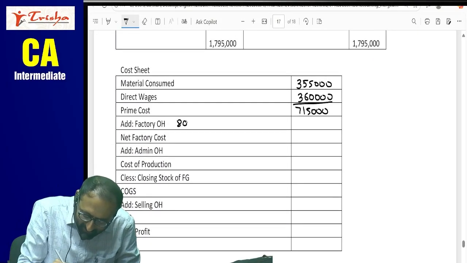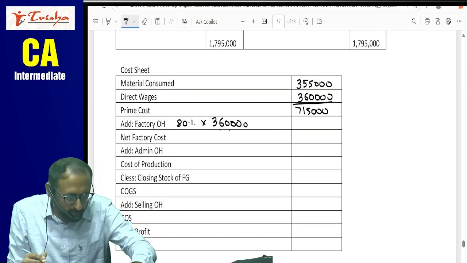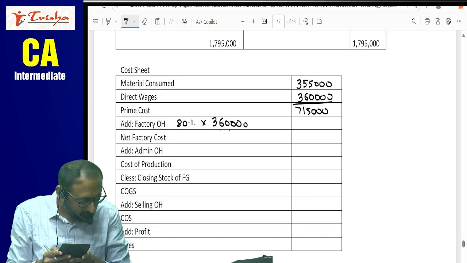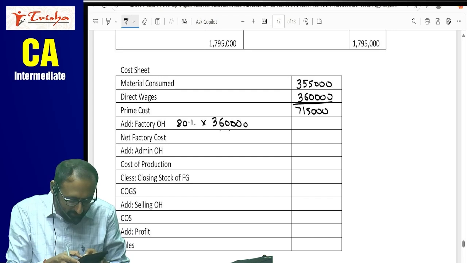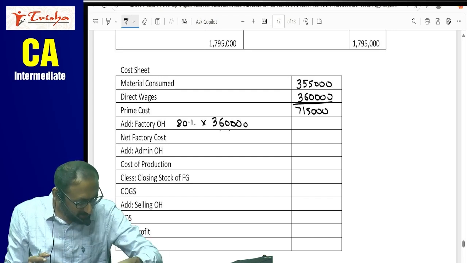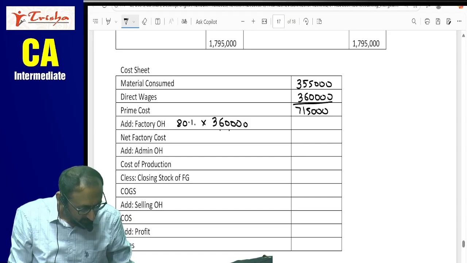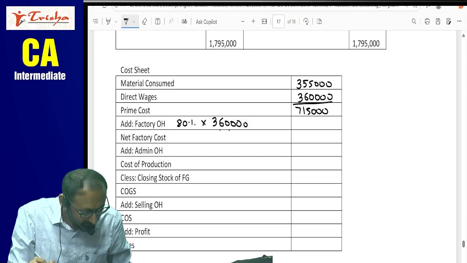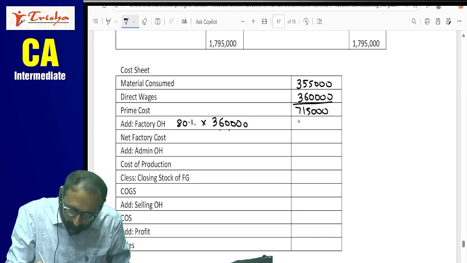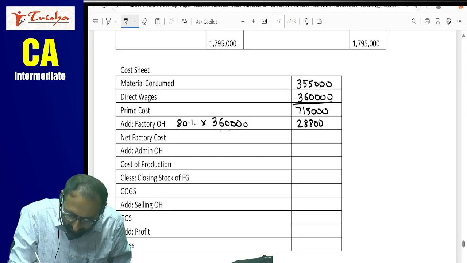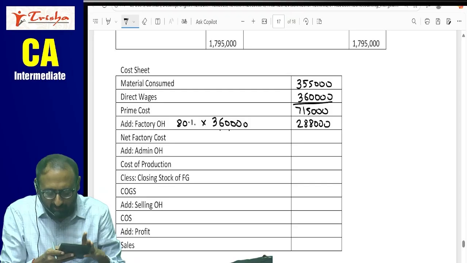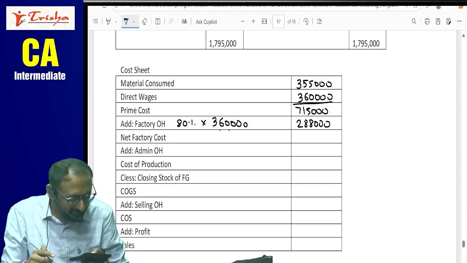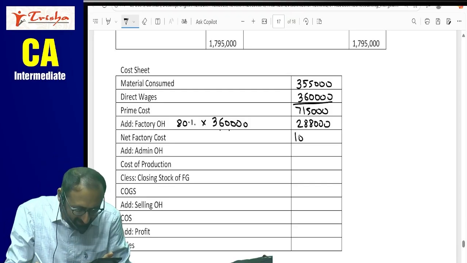So 80% of direct wages, it will be 3,60,000. You can check there. Yes, sir, 3,60,000 multiplied by 80%. Akshay is giving the correct answer. How much is your answer, guys? Is it 2,88,000? Yes, Ajit. 2,88,000 is your answer. So total factory cost 7,15,000, if I add there, total cost will be 10,03,000. Correct?